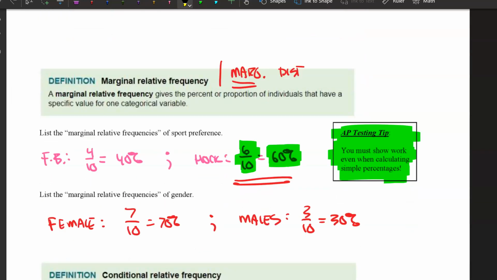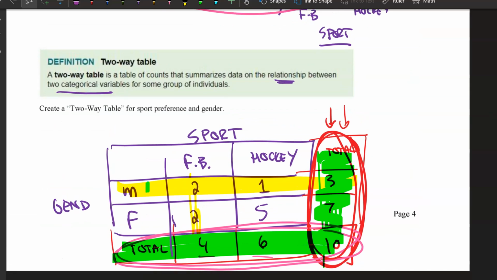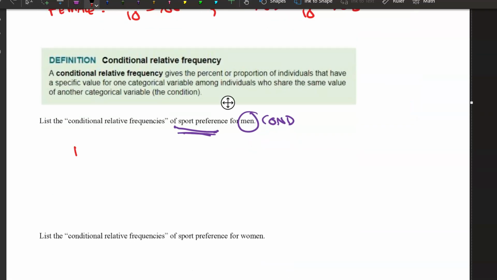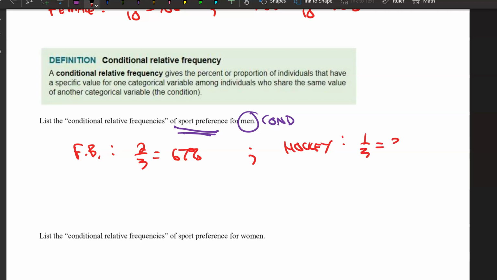So 2 out of 3 like football. 2 people out of a total of 3 like football. 2 out of 3 for 67% like football. That remains the last person, or 33% like hockey.